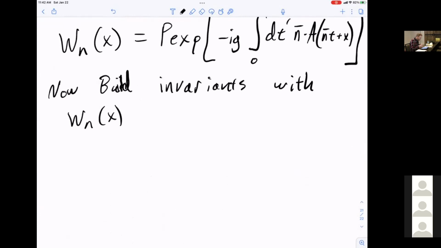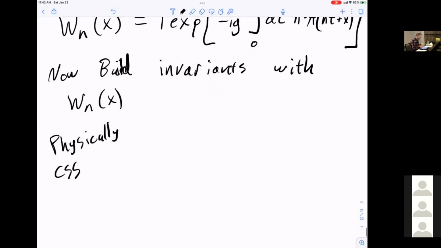Now, physically, if you go back way in time and you read CSS, what Wn is.